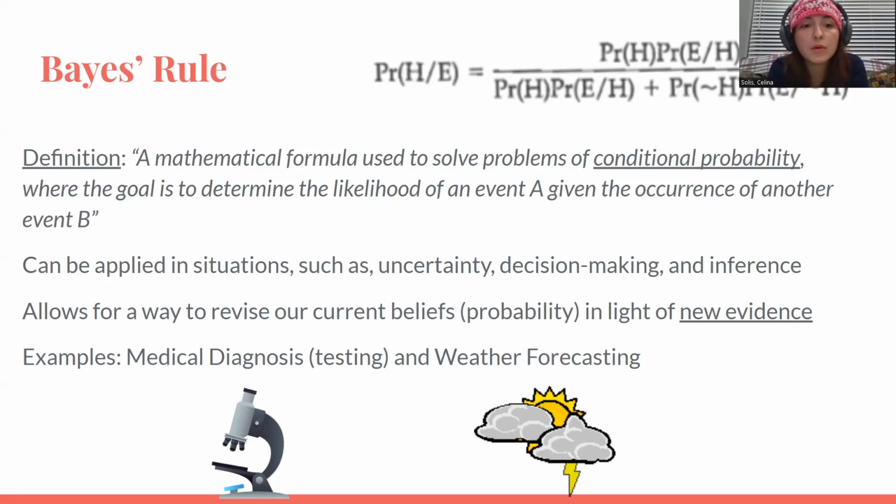Bayes' rule can be applied in situations such as uncertainty, decision making, and inference. It allows us to revise our current beliefs, in this case probability, in light of new evidence. Examples where Bayes' rule could be beneficial to apply would be medical diagnosis, such as testing for certain diseases, and things like weather forecasting.